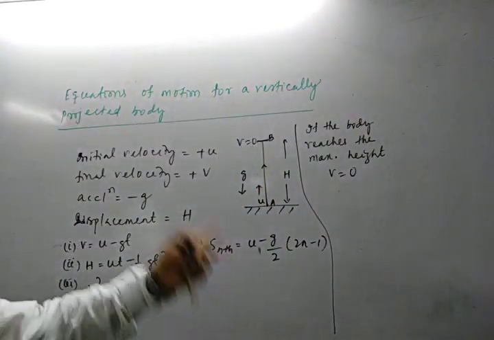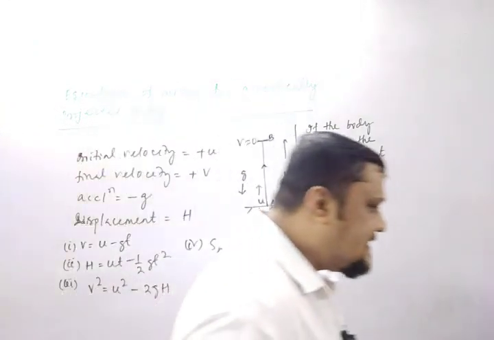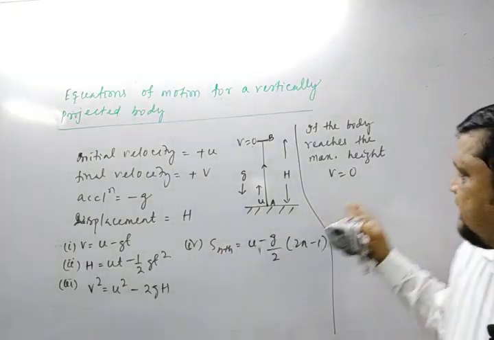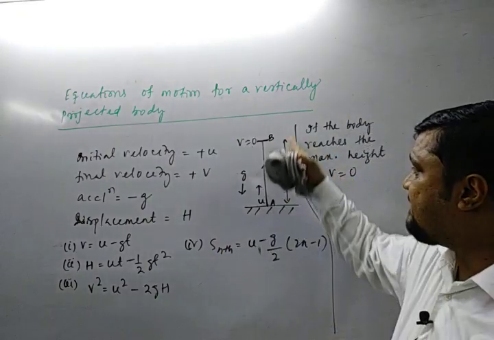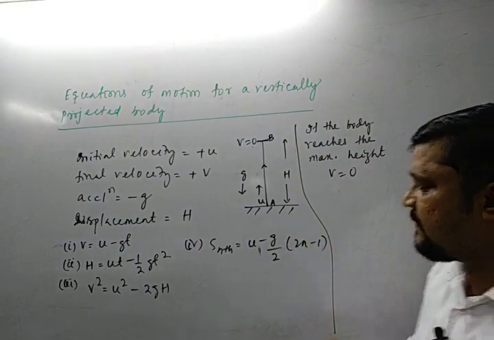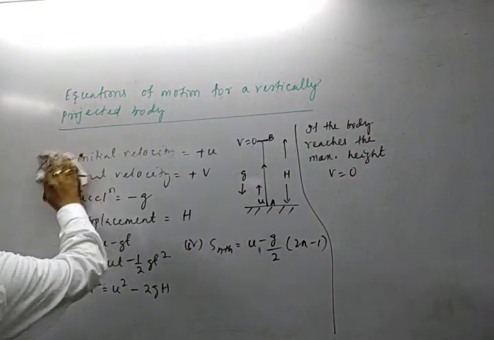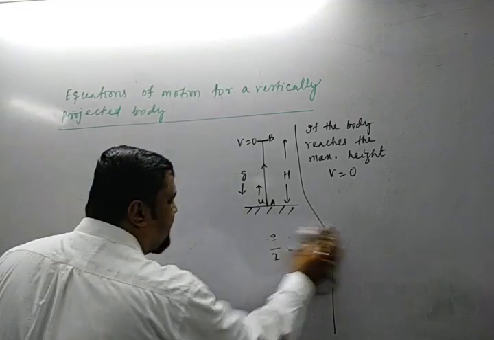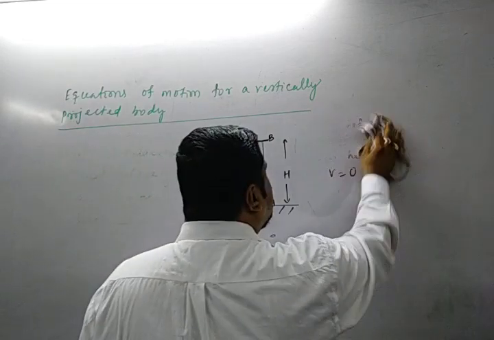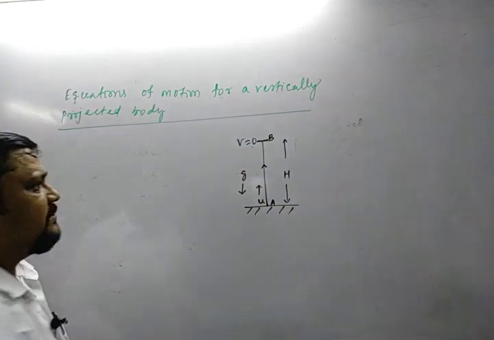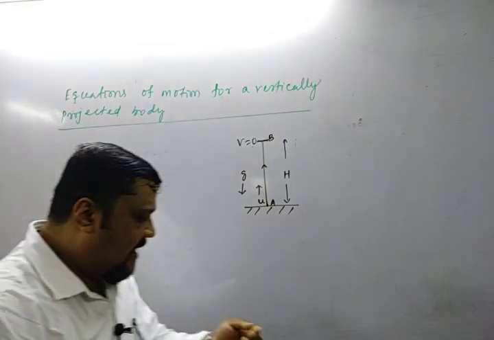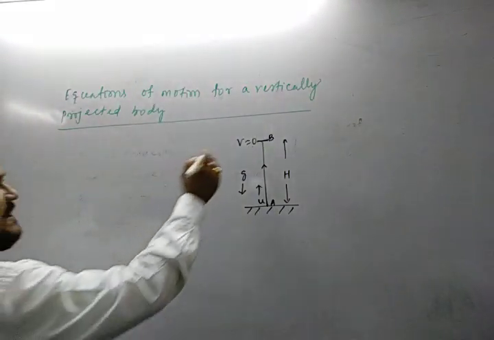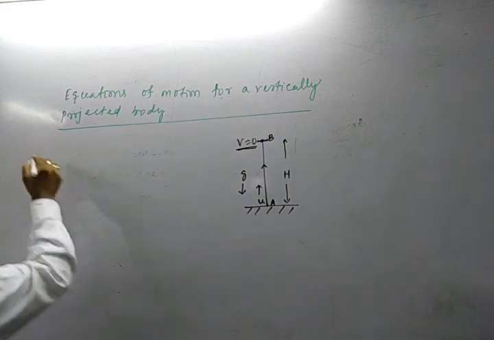So this is the highest point, v is equal to 0. By putting v equal to 0 in the equations, I will find the maximum height the body will reach. Now I will find the maximum height attained by the body. That is the question. So here v is equal to 0. Now I will go for the expression for maximum height attained. Here the final velocity of the body is 0.